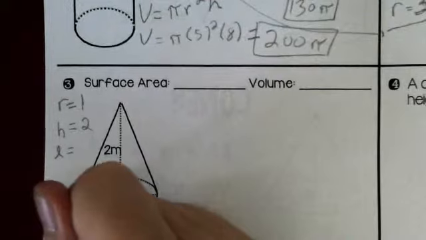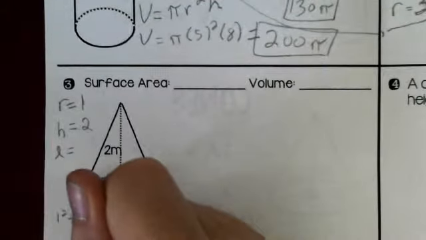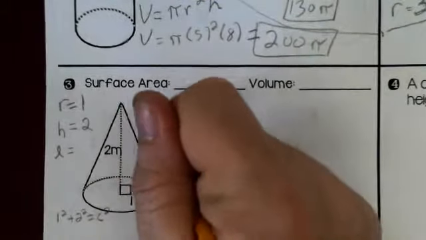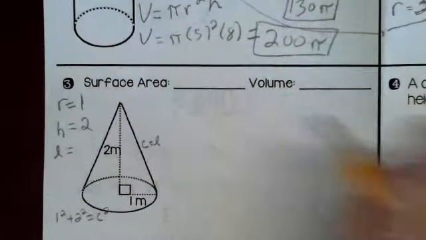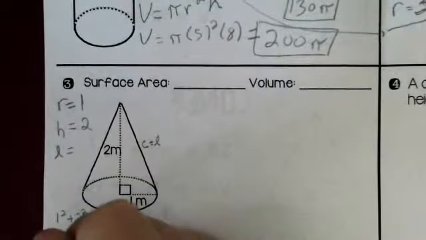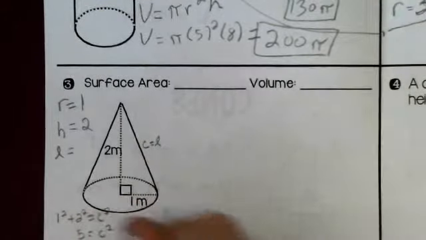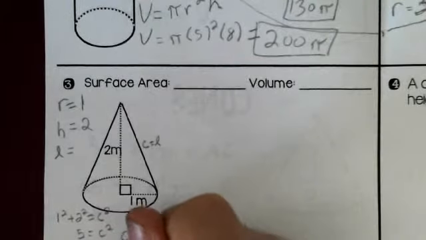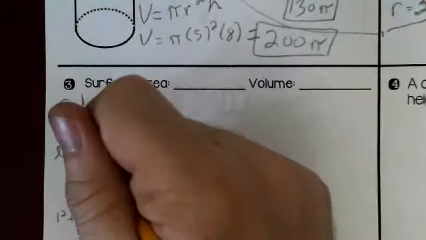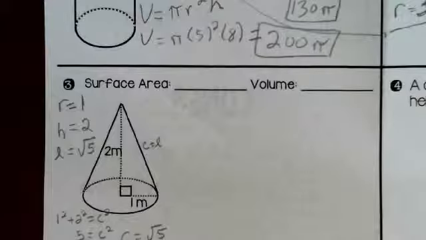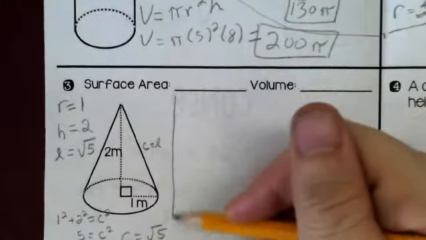So 1 squared plus 2 squared would give me c squared, and this is c. It's also L, it's my slant height. And 2 squared is 4 plus 1 makes 5 equals c squared. So c equals the square root of 5. And so those are my radius, height, and slant height. Let's go ahead and start with our surface area.